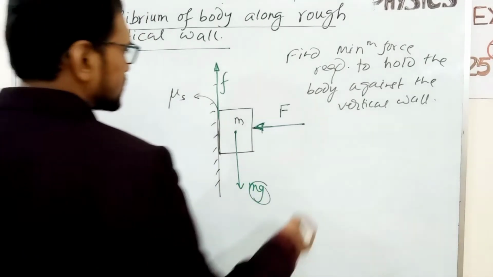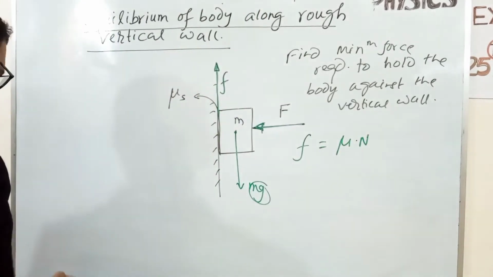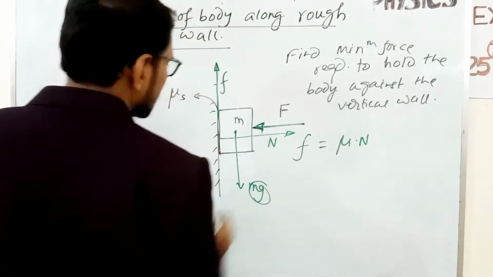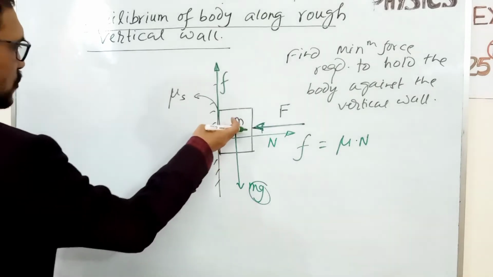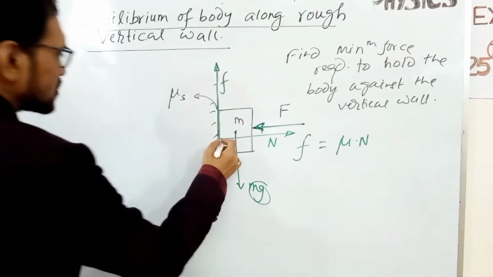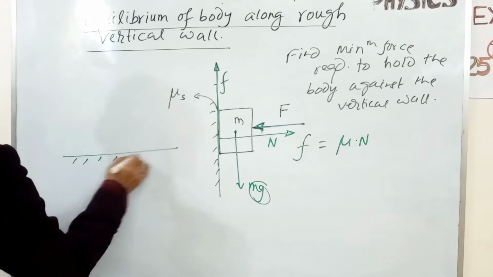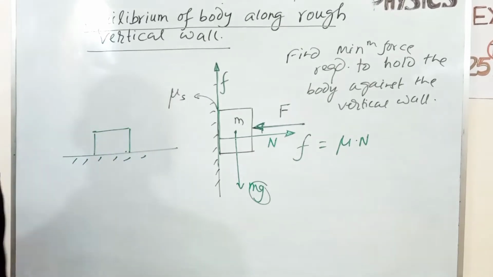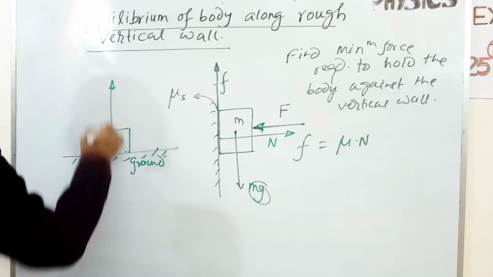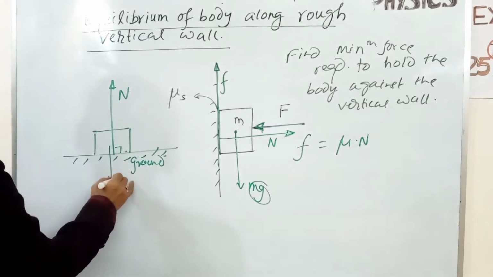So what is friction? We know friction equals mu into N, but here what is the normal direction? Normal direction is the direction perpendicular to the plane on which the body is placed. When a body is placed on the ground, the normal to the surface is in this direction, so N equals mg.